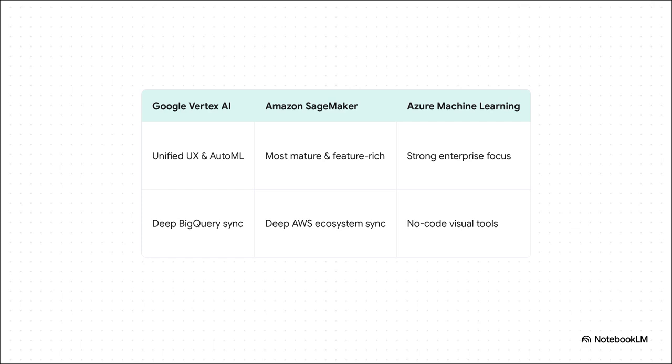Vertex AI is betting big on a super smooth user experience and top-tier AutoML. SageMaker is the veteran. It's been around the longest and has the most features. And Azure ML really leans into its enterprise roots with fantastic visual, no-code tools.